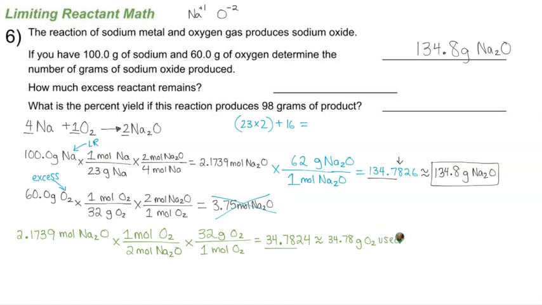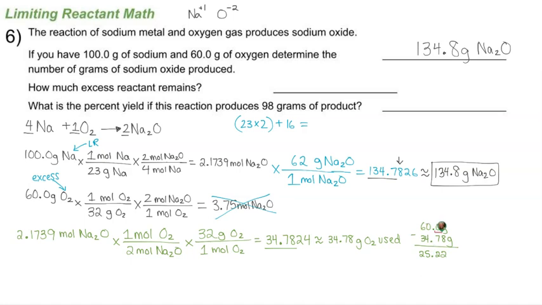So now we need to figure out the excess, and we'll do that through just some simple subtraction. We started out with 60 grams of oxygen, 60.0 grams, and we'll subtract out the 34.78 grams that were used up to get our amount of excess. Let's see, 60 minus 34.78 gives me 25.22, but since we are subtracting here, our sig figs have to do with decimal places.